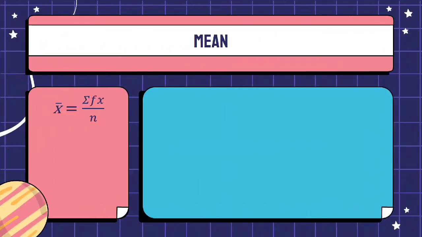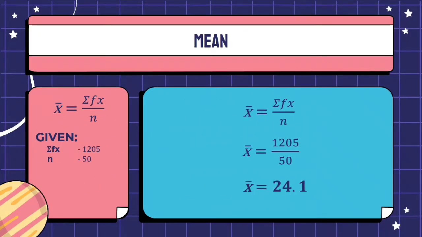Going back, to solve for the mean, we will be using mean is equal to summation of fx all over n. I will write down the given for you. There. Now, substituting it to the formula, we will then be getting mean is equal to 1,205 all over 50. Simplifying this will give us a final answer of 24.1. That is our mean.